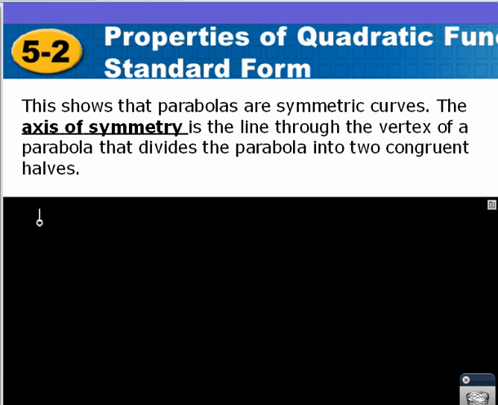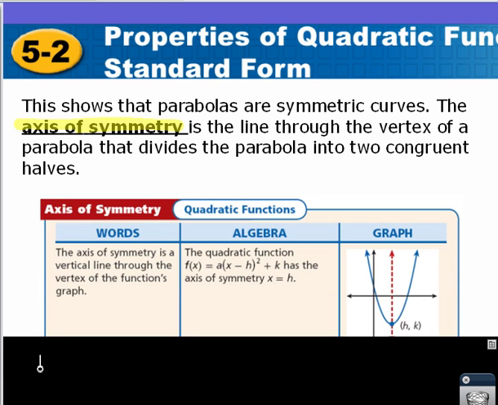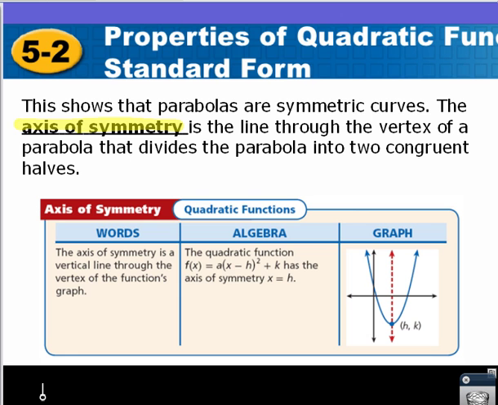Graphed quadratic functions are parabolas that are symmetric, and there is an axis of symmetry. That's a line that you can put down the center through the vertex that cuts the parabola into two halves, two identical or mirror images of each other. So for the quadratic function in vertex form, f of x equals a times (x minus h) squared plus k, the axis of symmetry is at x equals h, because h is the x coordinate of the vertex, and that goes right through the middle of the parabola.